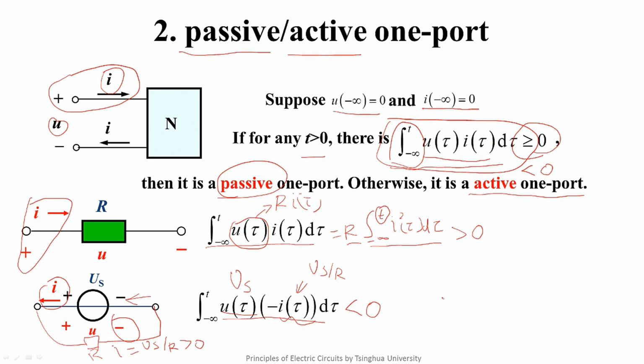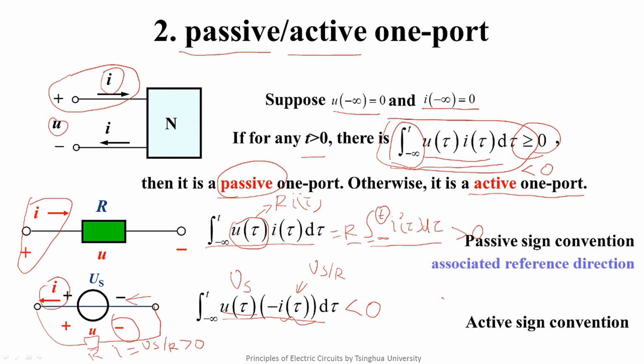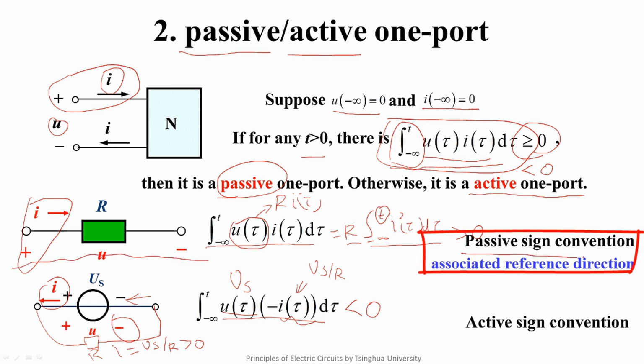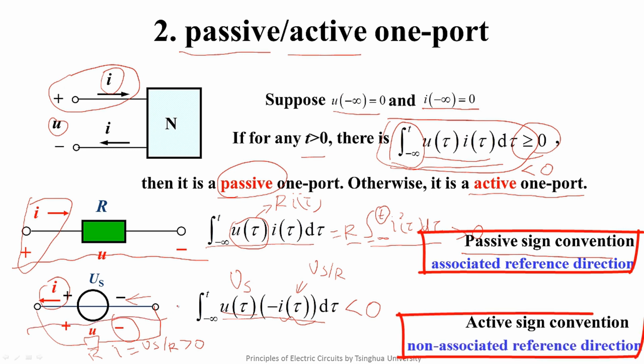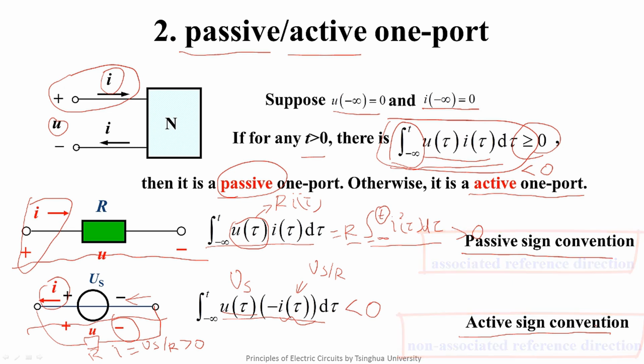Because of this discussion, we often call the associated reference directions of the voltage and the current the passive sign convention. The non-associated reference directions of the voltage and the current are also called the active sign convention. In future lectures, we will make no distinction between the passive sign convention and the associated reference direction, and also no distinction between the non-associated reference direction and the active sign convention.